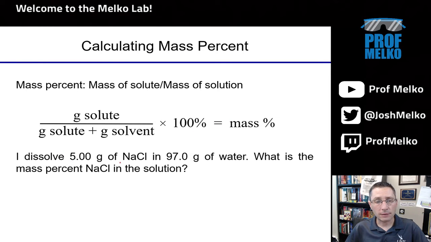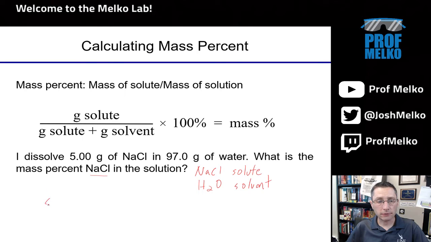If I dissolve 5 grams of sodium chloride in 97 grams of water, what is the mass percent sodium chloride in the solution? First, let's try to identify the solute and solvent. 5 grams NaCl, 97 grams of water. Remember, whatever there's less of is the solute. So here, there's less sodium chloride than water, so sodium chloride is the solute. Water is the solvent. There's more of it. What is the mass percent of this solution?